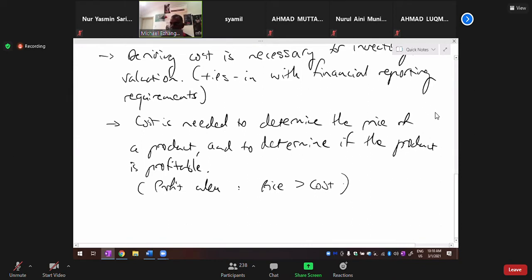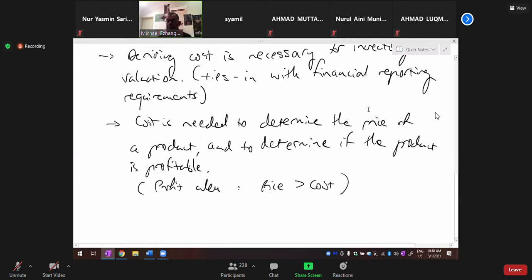Is it variable cost? Do we include fixed costs? Do we absorb overheads, etc.? That's a different topic. But at a very basic level, every business owner, every manager in a company wants to ask the question, when do we earn a profit? And we earn a profit when price exceeds cost, correct? And therefore, getting an accurate cost valuation is essential for us to determine, are we actually earning a profit?